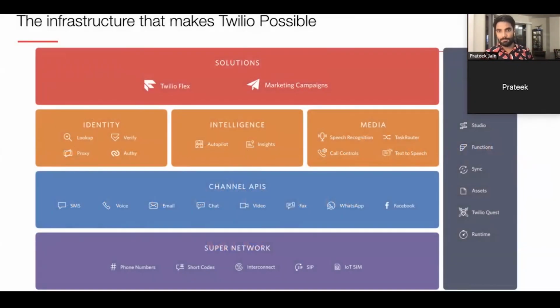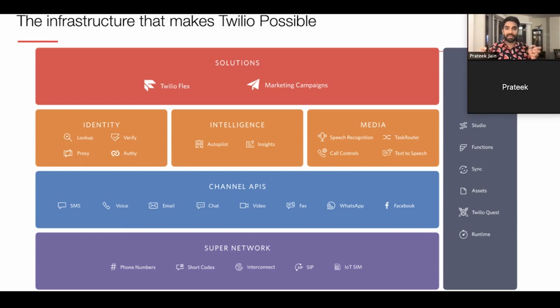For example, the infrastructure that makes Twilio possible is a massive layer of interconnections that we have built with our software layer and telco hardware. With this network of carriers and network operators across the world, we can now power a bunch of channels like voice calls, SMS messages, WhatsApp messages, video calls, whatever you need in terms of channel APIs.